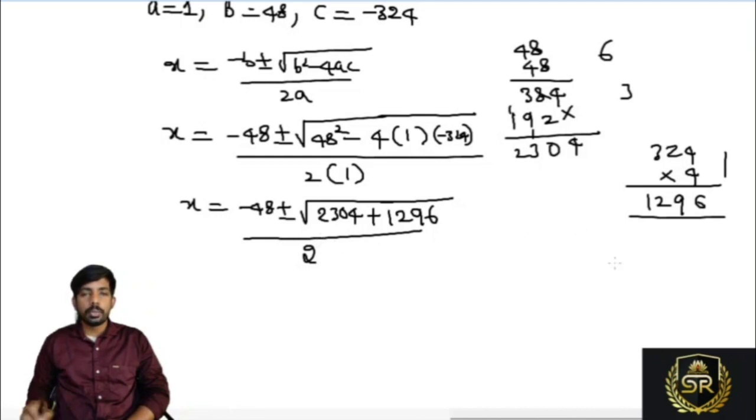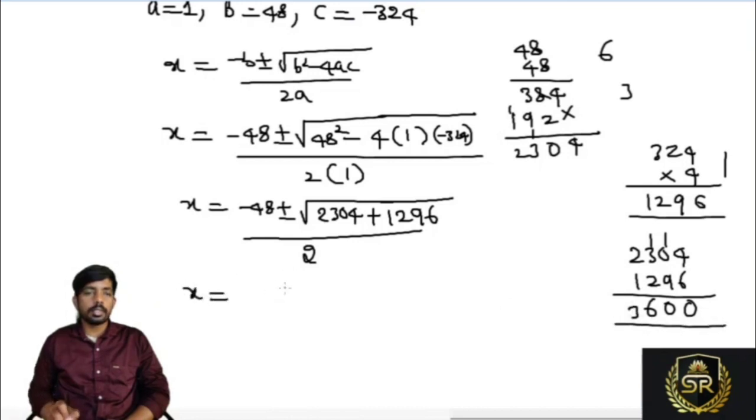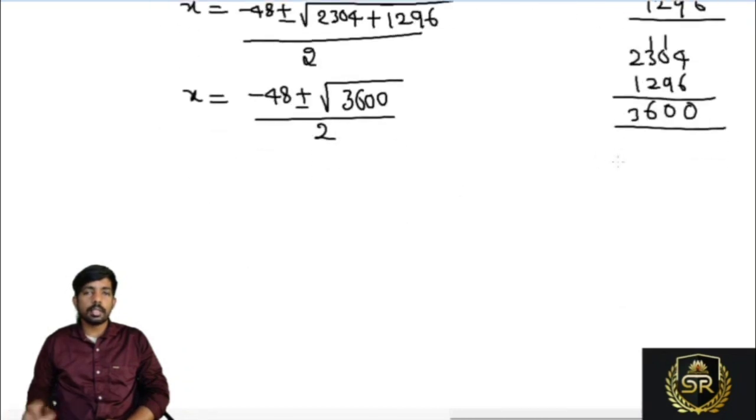So from here, addition of 2304 and 1296. This is 10, this is also 10, and this is 6, this is 36. So x is equal to minus 48 plus or minus root over 3600, by 2. So root over 3600: 3600 can be written as 36 into 100.